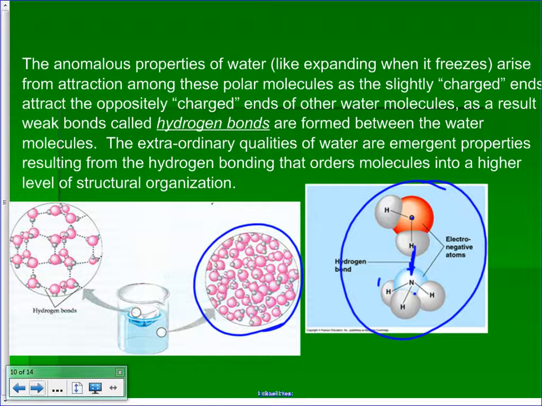So the big thing here, those strange properties of water, have to do with the fact that it is polar. There are charged ends that attract each other and form those hydrogen bonds. Questions on that?